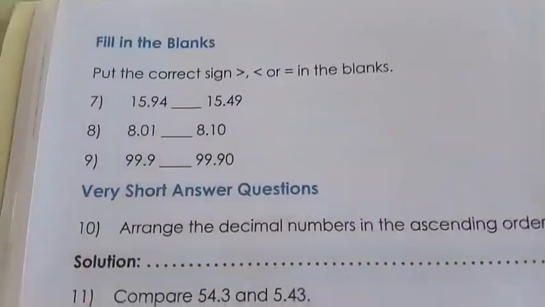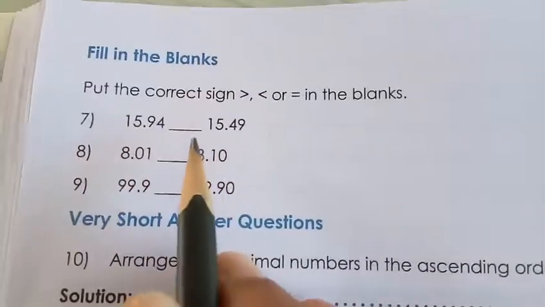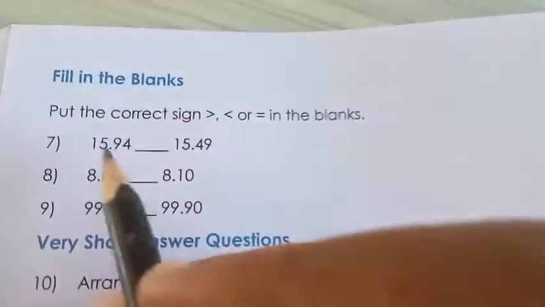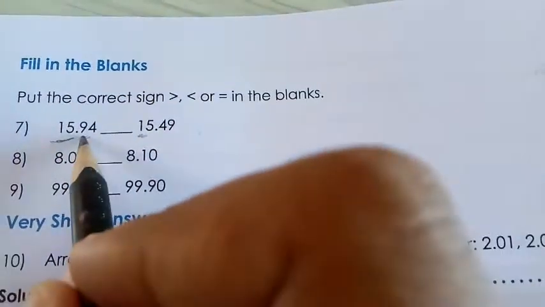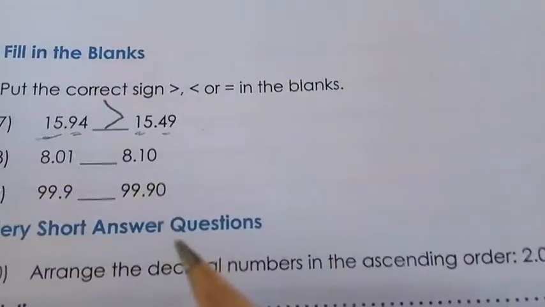So next, seventh one, put the correct sign. 15.94 is greater or smaller. So here 15 is same. So just check 94 and 49. Which one is greater? 94. So the symbol is greater than.